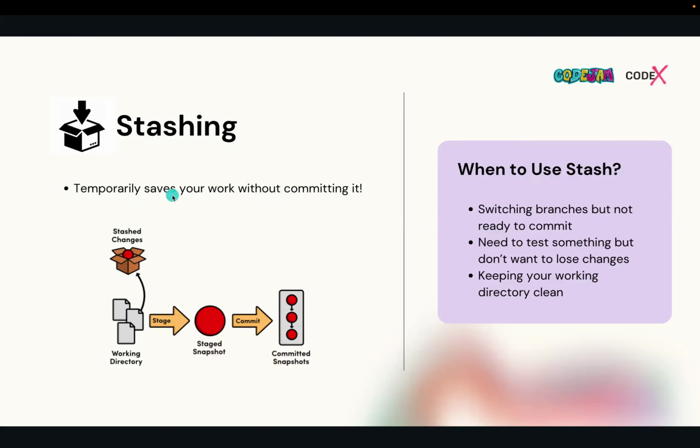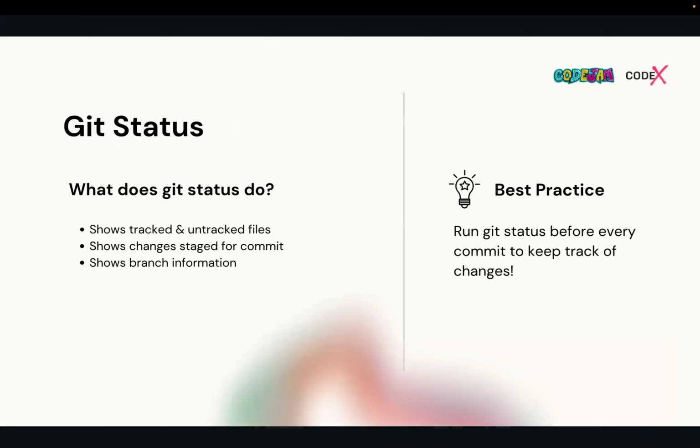Shelf is basically used to keep some kind of permanent things. If you want some configurations, you can put them into a shelf, and when you want them, you can unshelf them and use them. Stash is a temporary place where you can put them for use cases like I explained earlier. Okay, next you have git status.